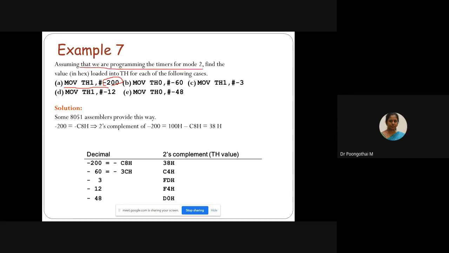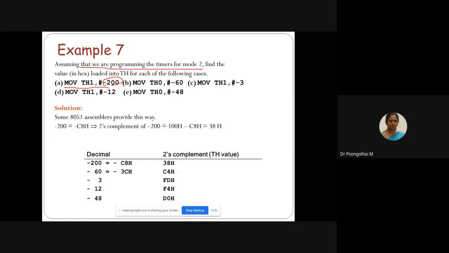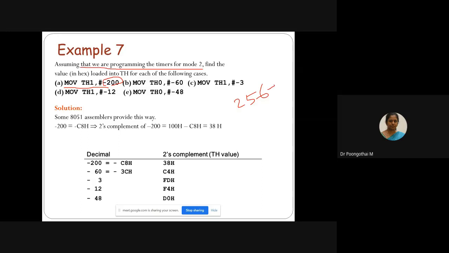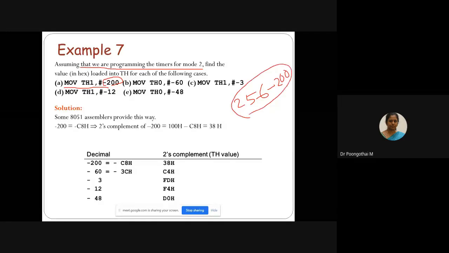So what is the maximum count for mode 2? What is the maximum timer count for mode 2? 256 is the maximum count. Okay. So this minus 200 is a value that is a product of the instruction. This 200 is subtracted from the maximum count of the timer, and the 56 is loaded into TH.